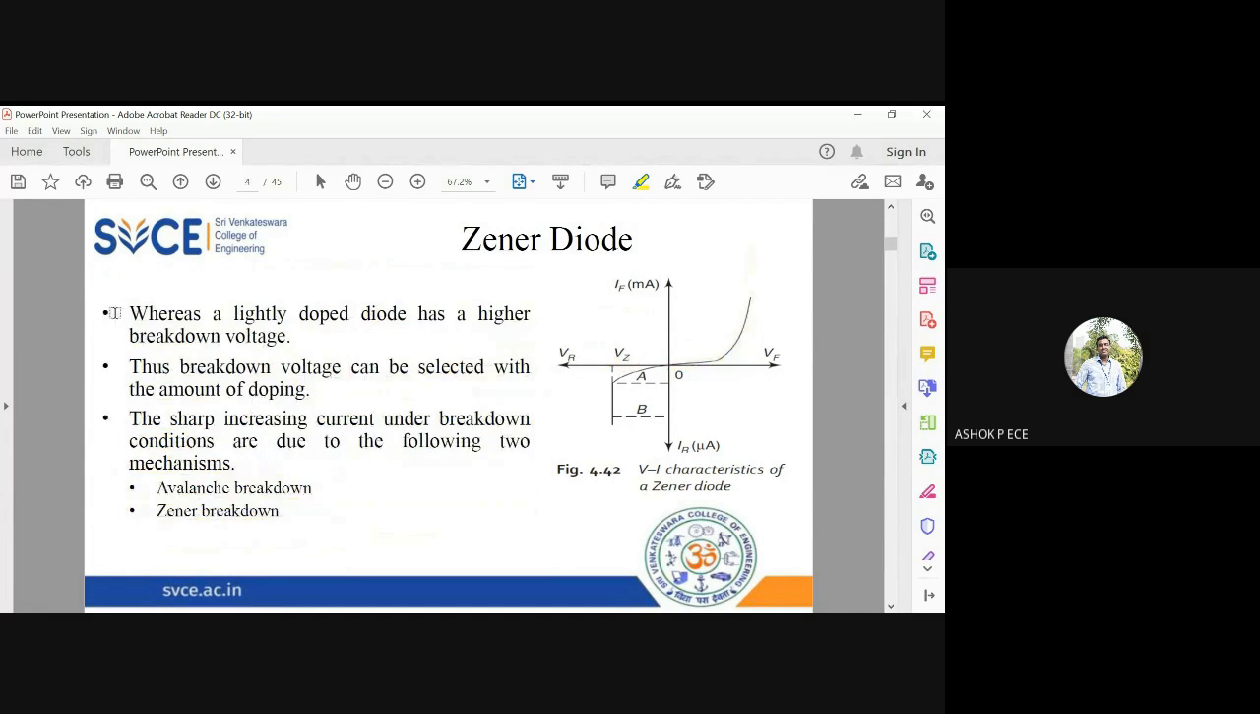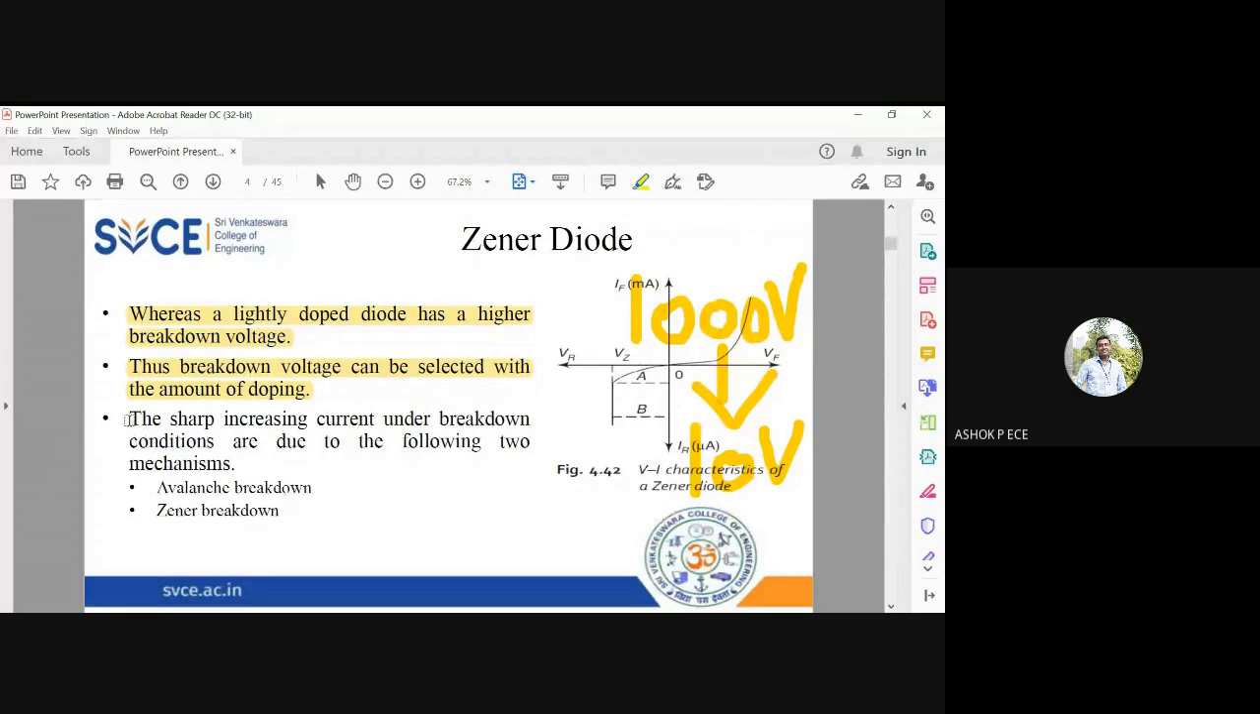Whereas a lightly doped diode has a very high breakdown voltage. In conventional PN junction diodes, the breakdown voltage will be in the order of 1000 volts. Only when you apply a very large voltage can the carriers cross the region and give reverse biased current. But when you dope your diode heavily, the breakdown voltage reduces from 1000 volts to just 10 volts or less, depending on the amount of doping you do. So the breakdown voltage can be selected with the amount of doping. The doping and breakdown voltage VZ are related.